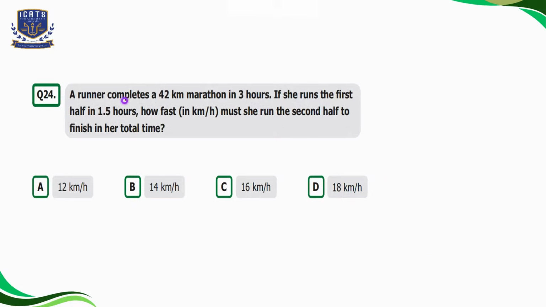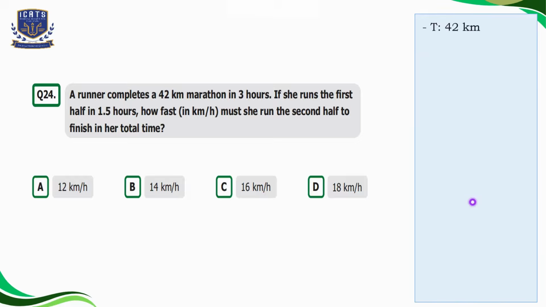Question number 24. A runner completes a 42-kilometer marathon in 3 hours. If she runs the first half in 1.5 hours, how fast in kilometers per hour must she run the second half to finish in her total time? Option A is 12 kilometers per hour. Option B is 14 kilometers per hour. Option C is 16 kilometers per hour. And option D is 18 kilometers per hour.